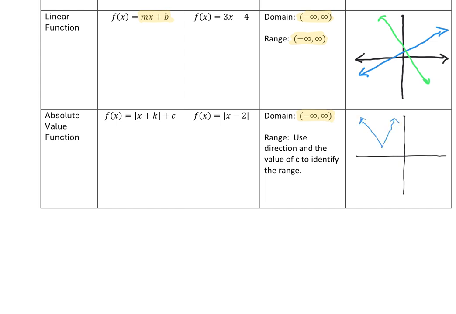So for instance, I can draw one here. You can also have one that goes down. And we'll talk about, okay, how do we do that? But the important thing is we have a V shape. This goes forever left and right. But notice that in order to find our range, we do have to find this bottom point or this top point and use the concept of does it open up or does it open down in order to find our range.